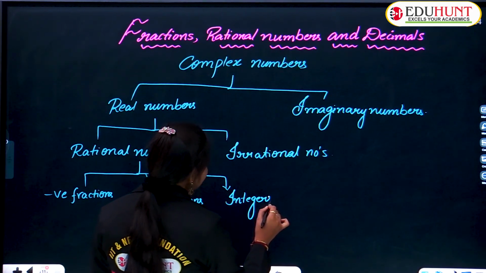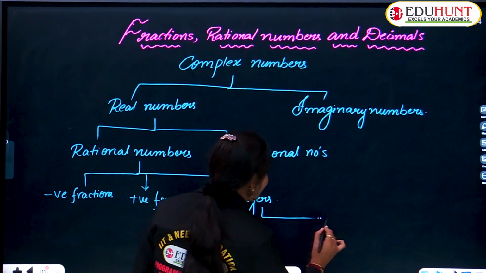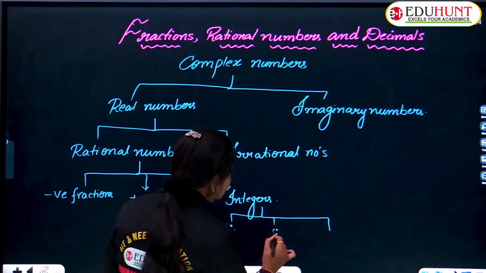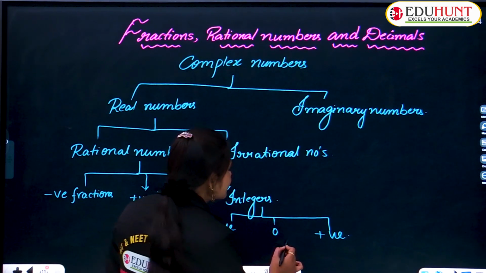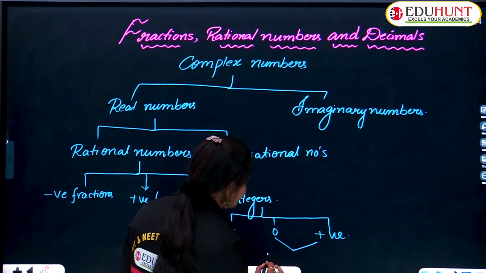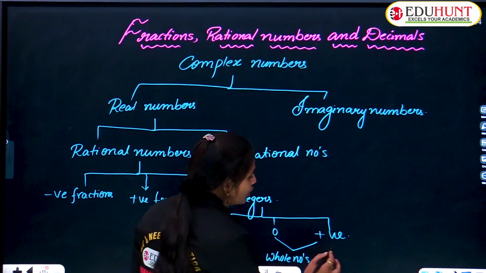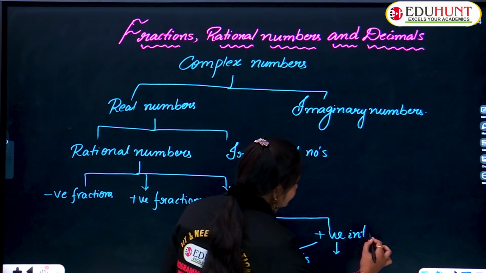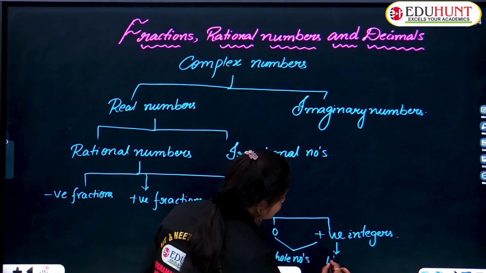We already learnt about integers, right? In integers, what do we have here? Negative integers, 0, and positive integers. Zero and positive integers together are known as whole numbers. Only positive integers are called natural numbers.